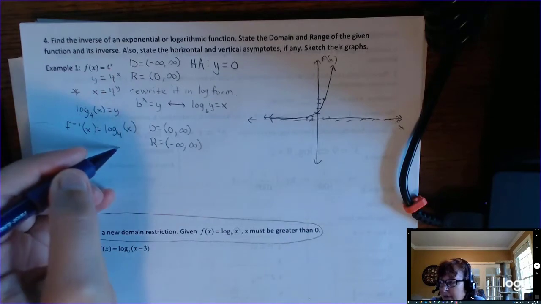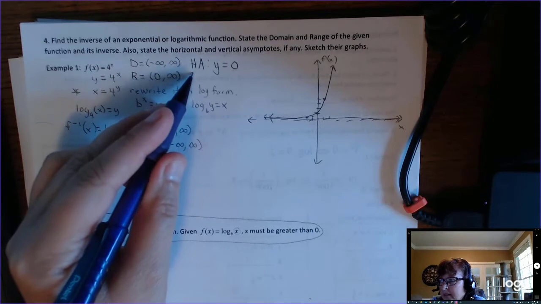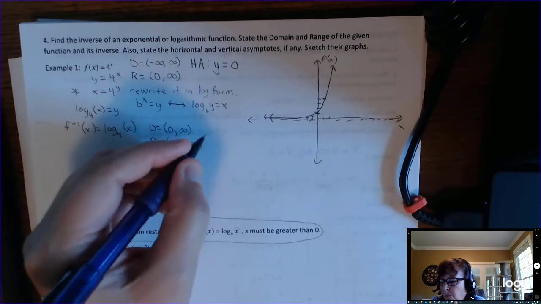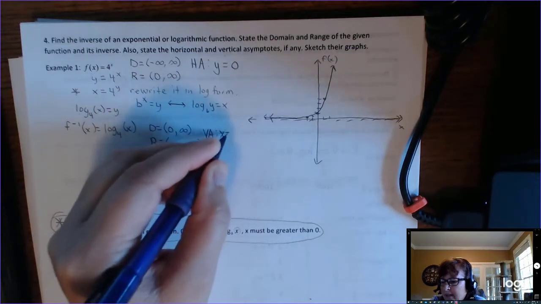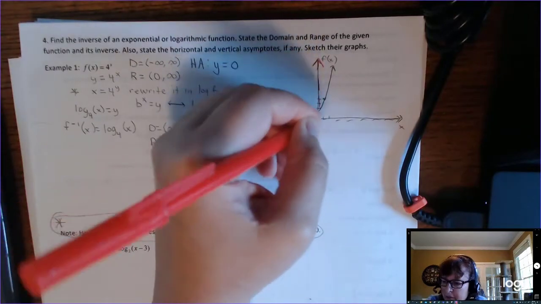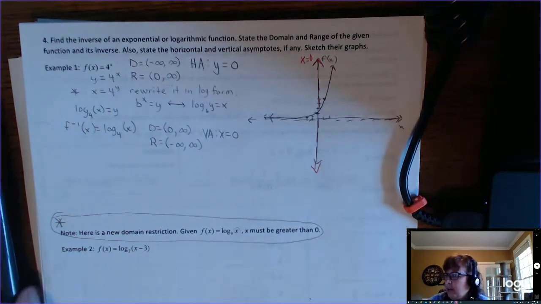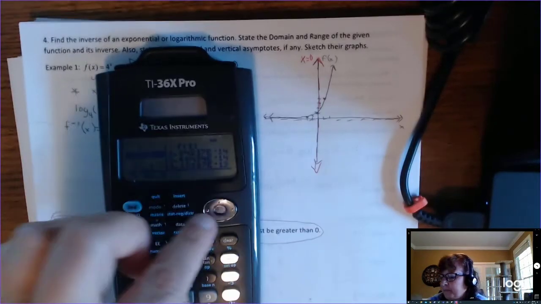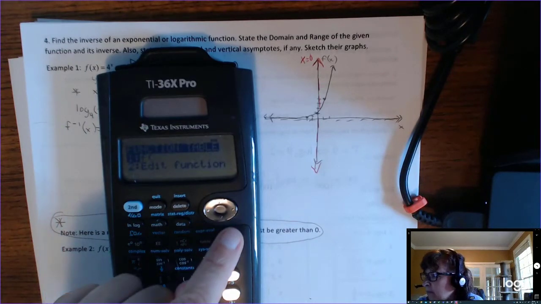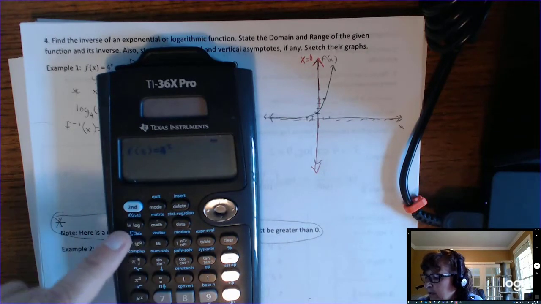Now remember, everything with inverses switches. So if this has a horizontal asymptote, then this is going to have a vertical asymptote of x equals 0. So I'm going to graph this log function. First thing I'll do is graph this vertical asymptote of x equals 0, and we're going to put values in so you can see those. So we'll go to table and edit function.